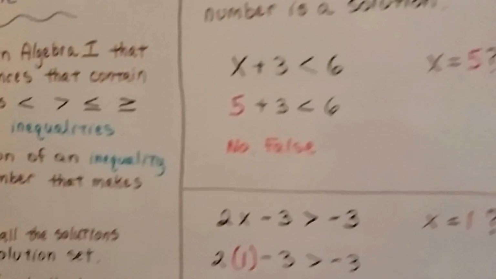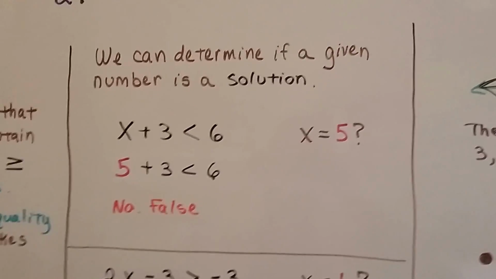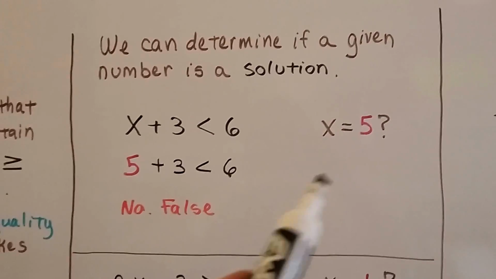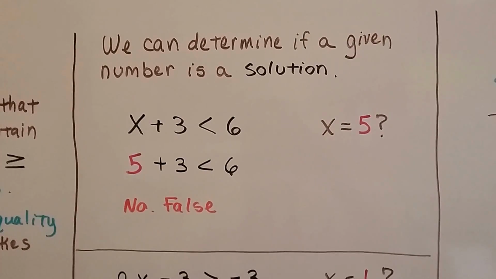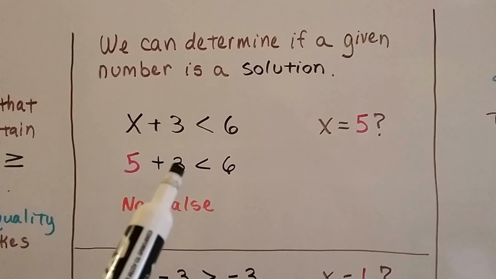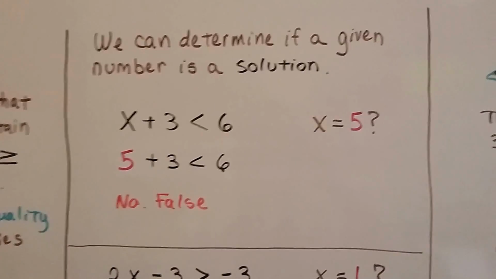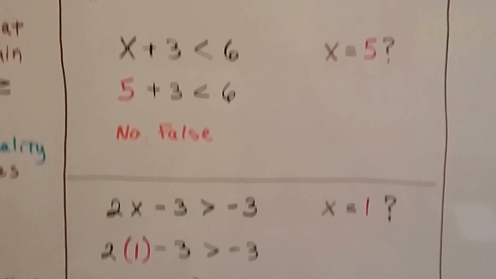Well, we can determine if a given number is a solution to an inequality. All we have to do is plug the number in for x and see if it works. Could it be 5? Well, 5 plus 3 is not less than 6, so no, that's false. 5 is not a solution.